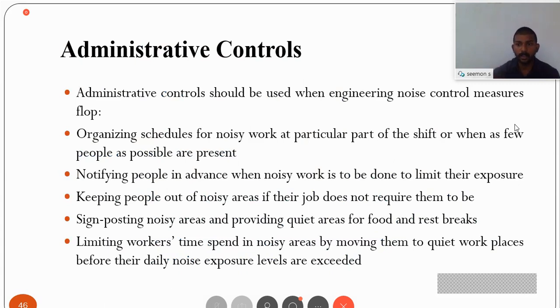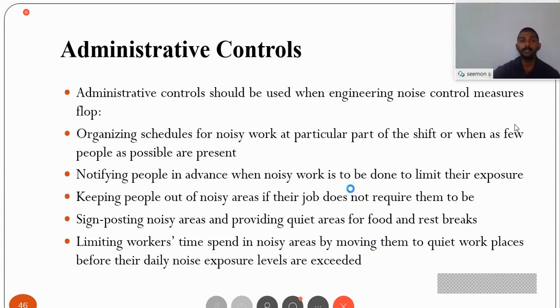That means if 5 people are required for a work, we should take only 5. The other extras we should not take. We should notify people in advance that it is a noisy area, and they have to take precautions before that. And we have to provide signposting, like "this is a noisy area," in advance, before entering the job area.